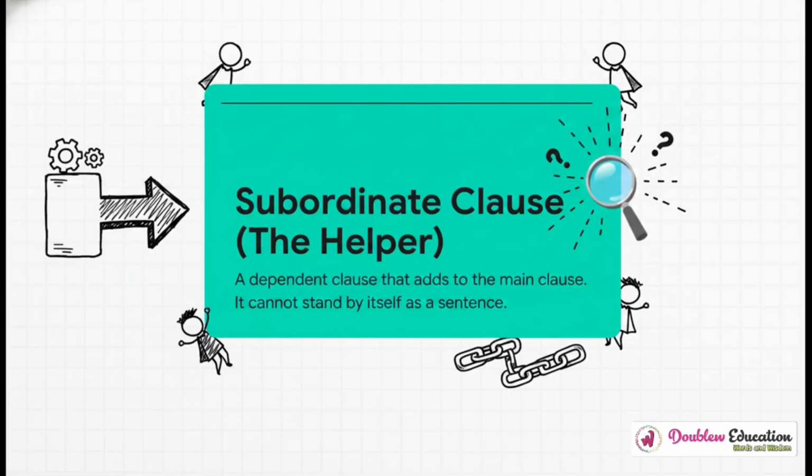And then we have the subordinate clause, or as we're calling it, the helper clause. Now this one also has a subject and a verb, but here's the catch. It just can't stand on its own as a full sentence. It's designed to add extra, interesting details to our boss clause.